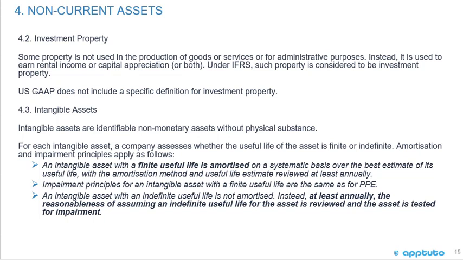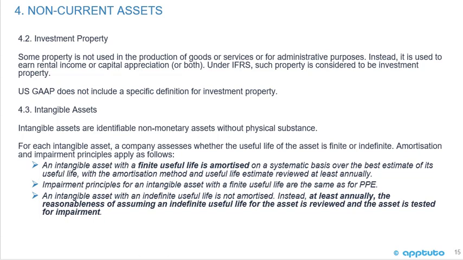For each intangible asset, a company assesses whether the useful life of the asset is finite or indefinite. Amortization and impairment principles apply as follows. An intangible asset with a finite useful life is amortized on a systematic basis over the best estimate of its useful life, with the amortization method and useful life estimate reviewed at least annually.